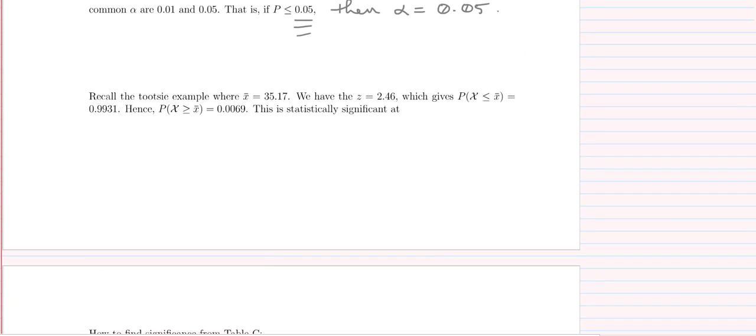Okay, so let's remember that we have this Tootsie Roll example where x bar is equal to 35.17. We have our z-score, which is 2.46. We have our p-value, which is 0.0069, and this is statistically significant at level alpha equal to 0.01. Of the two that are listed here, that's which one it is.